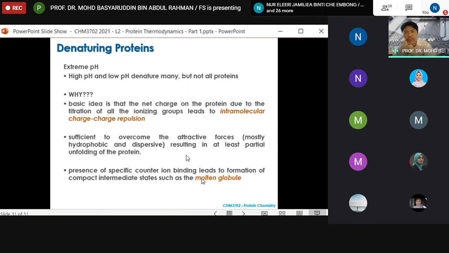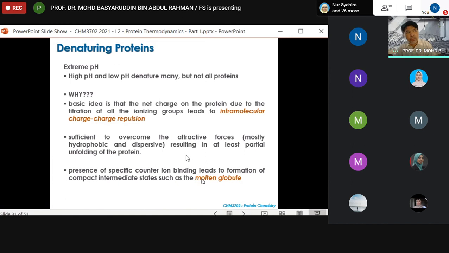It's a partial unfolding first, because it's not like abruptly, yeah, the protein will unfold. Because we want to understand the mechanism, we need to see how it starts to unfold. That's why we call it partially unfolded first.